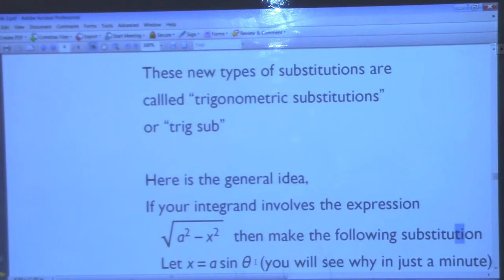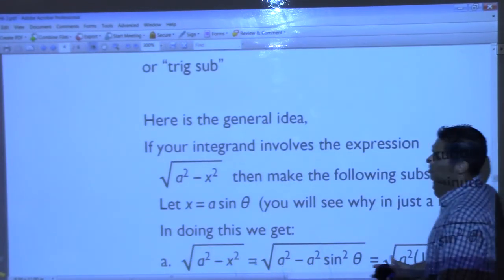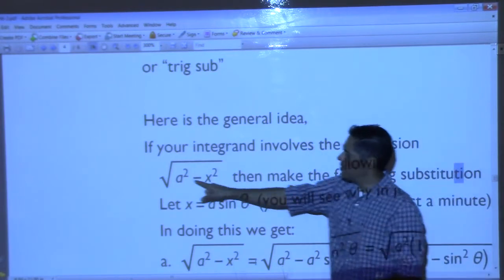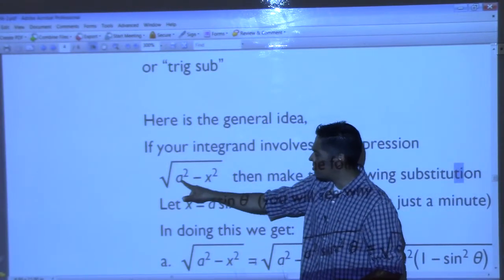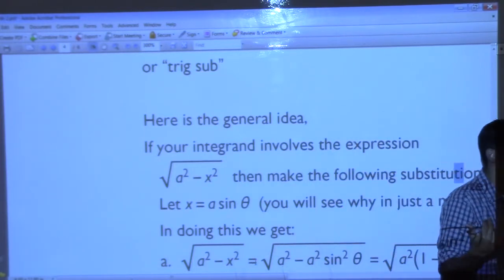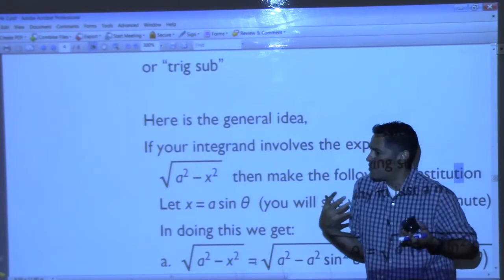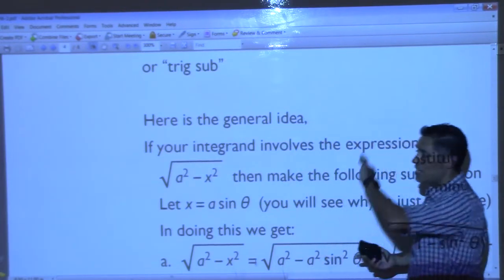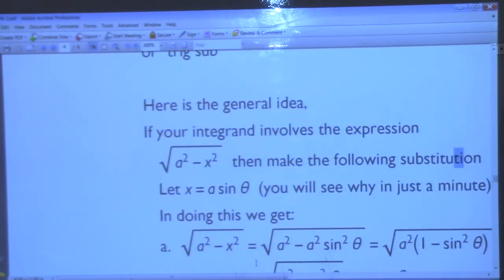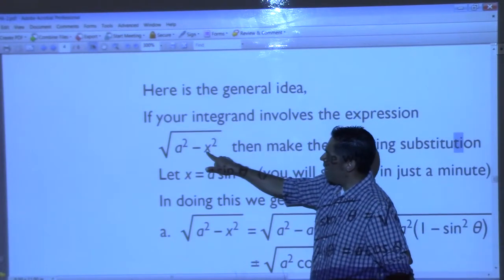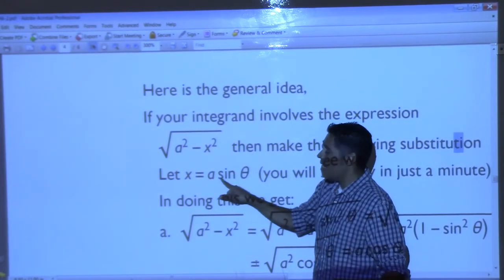Here's the general idea. If we ever see in our integrand, anywhere in the integrand, the square root of a constant squared minus x squared, so the one we just did was 1 minus x squared, right? So what was a for us? A was 1, right? Minus x squared. If we ever see that, then we are going to make the following substitution. We will replace x with a times sine theta.